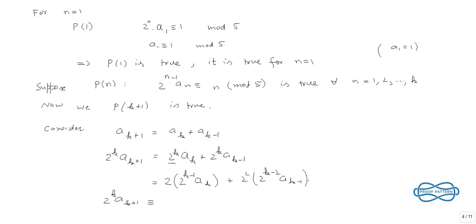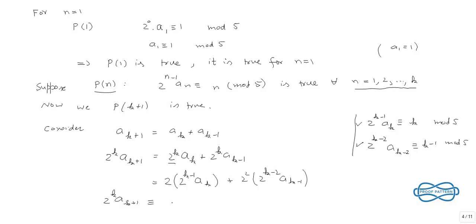Okay, before this we see that a_{2k-1} is congruent to k mod 5, and similarly a_{2k-2} is congruent to k minus 1 mod 5, because we have assumed that this Pn is true for all n from 1 to n. So this is for n and this is for n minus 1. So these two are true.